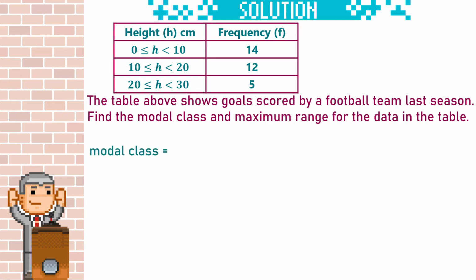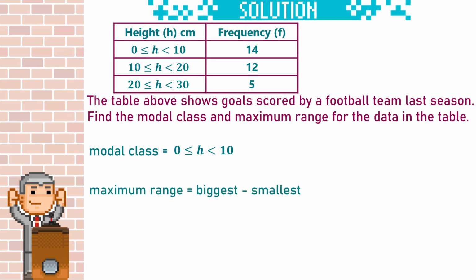So looking at our table, the first group came up the most, so our modal class will be 0 to 10. Now I say 0 to 10, but make sure you write it down with the inequalities. In any exam, 0 to 10 with a 0-10 would not give you the mark.